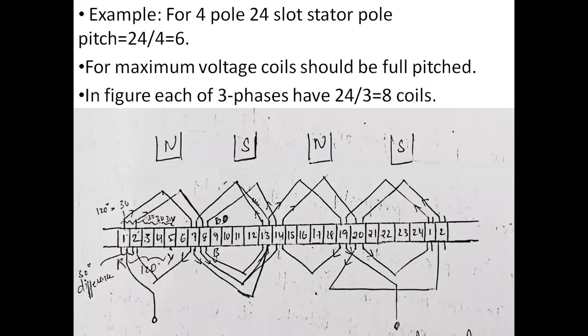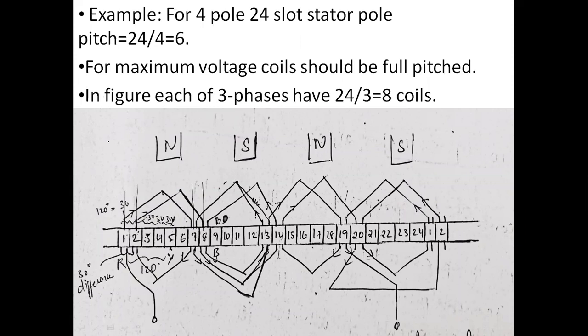Okay, if you label all the slots here, you will see the first side of the coil will be in slot 1 and the second side will be in slot 7. And the second coil will start at slot 2 and end at slot 8. So under this condition, we say there is a 180 degrees difference.